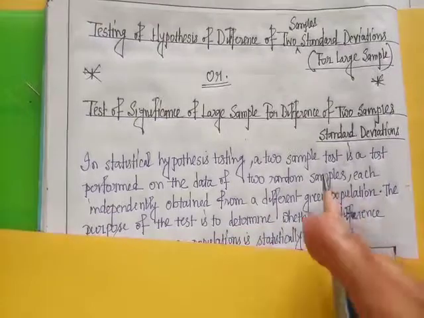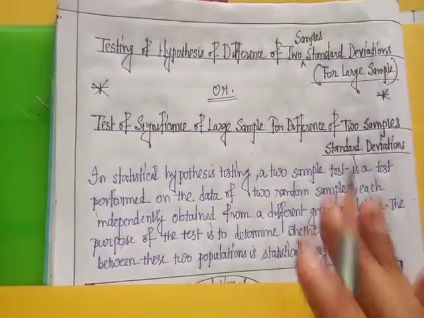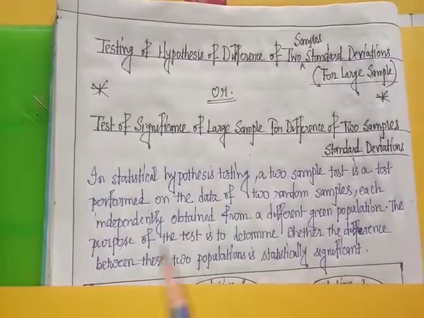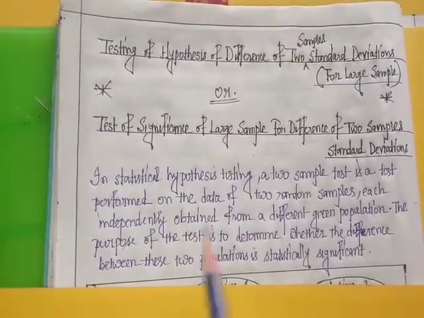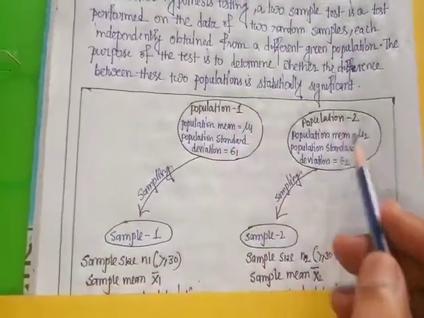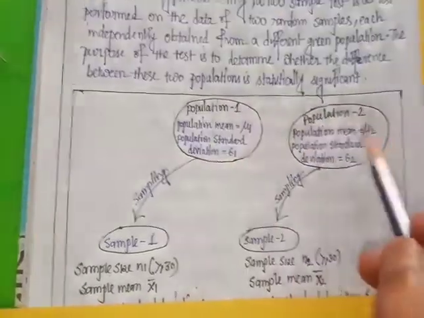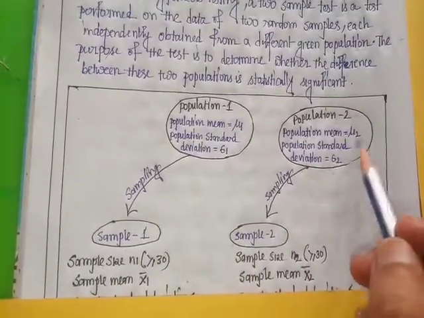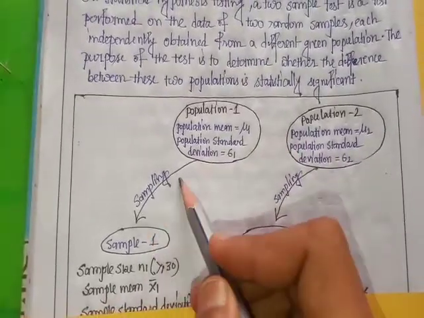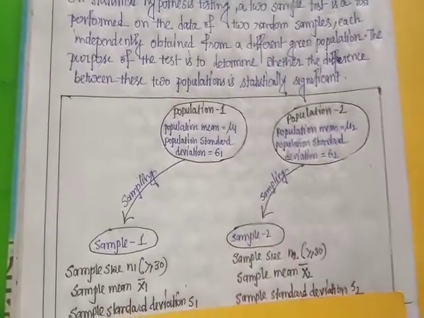Here similarly, we will choose one sample from each population, each independently obtained from a different population. So this is population 1, this is population 2, population mean mu1, population standard deviation sigma 1, and population mean equal to mu2, population standard deviation sigma 2. This process is called sampling. This is sample 1, this is sample 2.